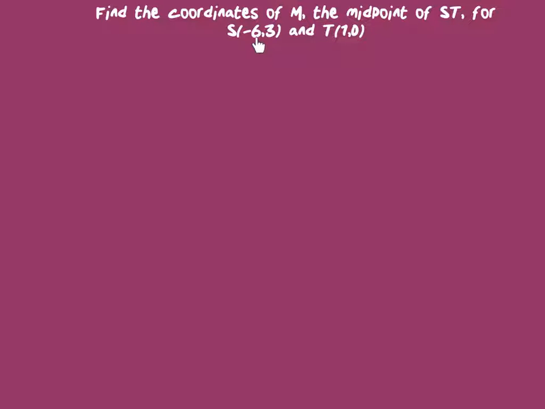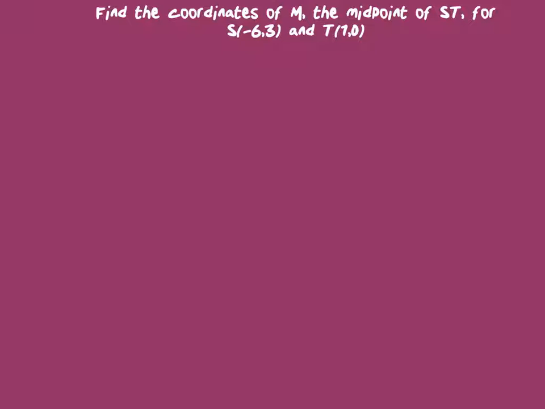So just to clarify, these are coordinate planes, so you would go from the origin left 6, up 3, and T, you would just go to the right 1, up and down 0, and plot those 2 points, draw a line, and you're trying to find out where the middle of this line is, this segment rather.